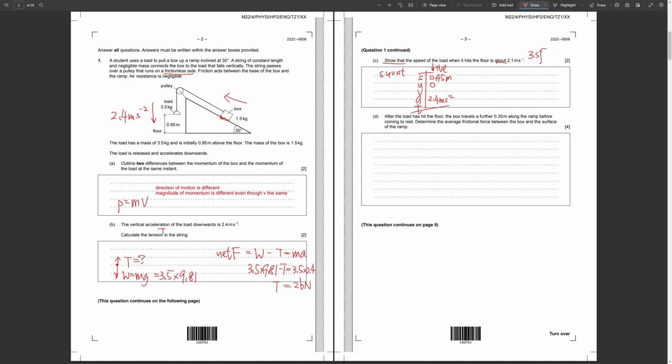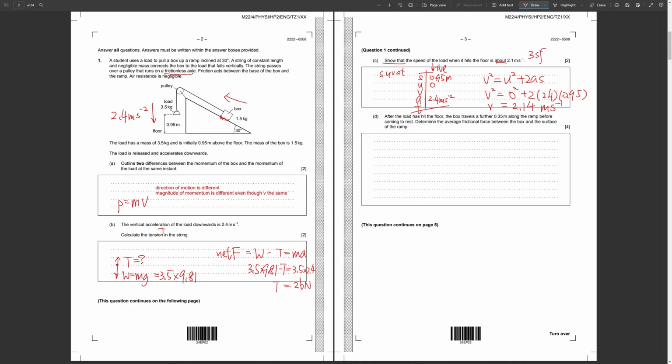And just skip the time, we don't need it. Just pick an equation without t, which is v² = u² + 2as. v² is the unknown, u is 0, a is 2.4 downward, therefore positive, and the displacement is 0.95, positive as well. After putting these into your calculator, you will find v is 2.14 m/s.